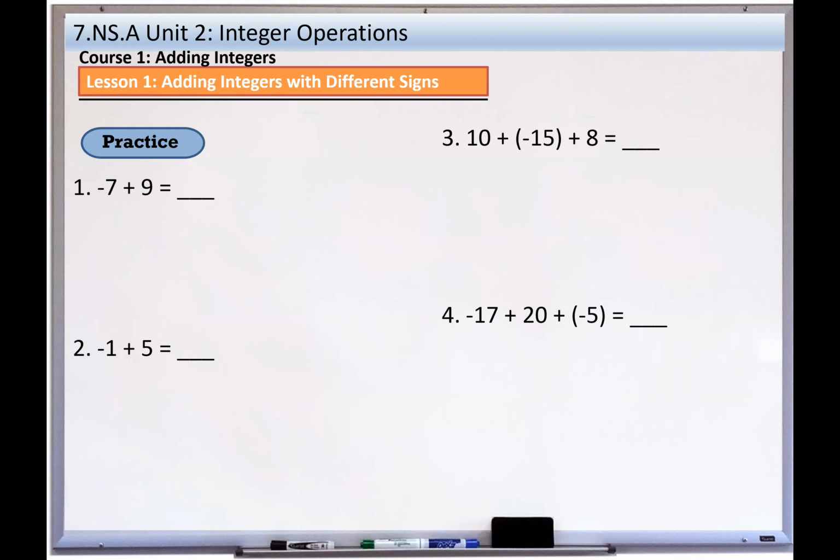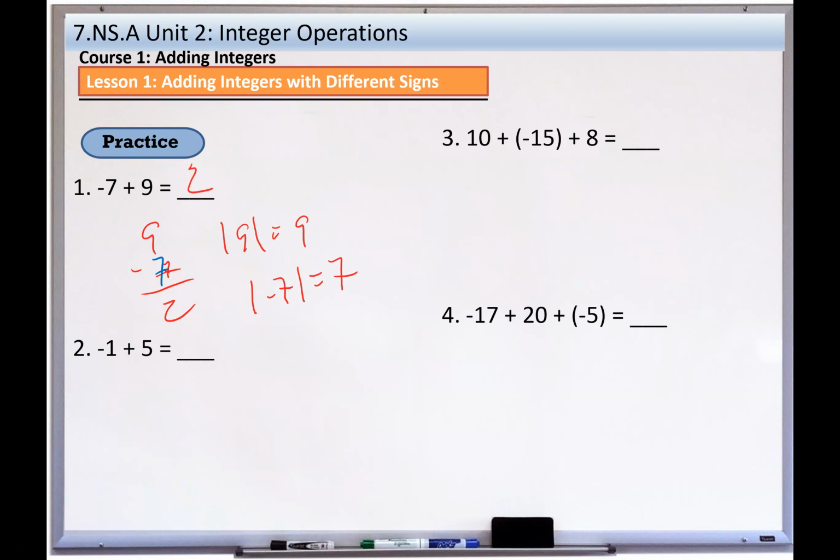We have time for a few practice problems. Negative 7 plus 9. That's a 7, sorry guys. 9 minus 7. My signs are different, so I take the difference, I subtract, 2. But am I more positive or more negative? I'm more positive, so my answer has to be a plus 2.